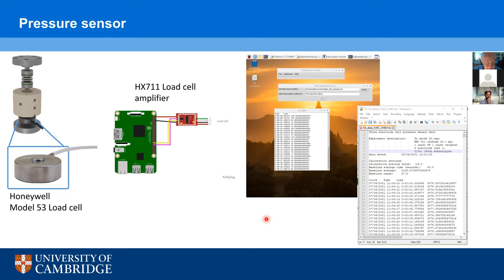In terms of calibrating the pressure sensor via the load cell amplifier, we had a series of different weights, so 0 grams, 50 grams, 100 grams, and 200 grams, and looked at the linear increase in the output voltage compared to the load that was being applied, and used this to effectively calibrate the load sensor. And then before each experiment, we take an average of the output of the load sensor and use that as a baseline.